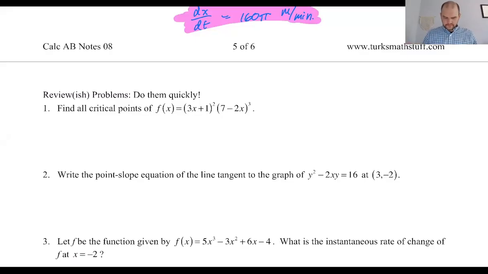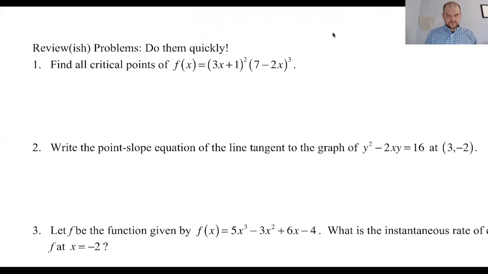All right, we're back. We are on page 6 of notes 8 of Calc AB, and it looks like these are just review problems, so let's see how quickly we can do them. So first up, we're going to find some critical points. So f prime is going to be first.